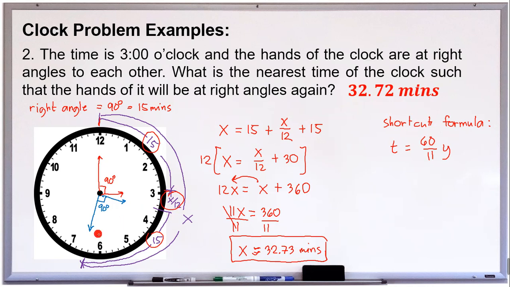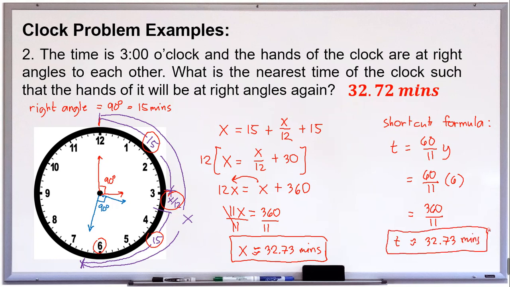So again, let's go back right here in our analog clock. The final position of our minute hand is between 6 and 7. So our y is the number that comes before the final position of our minute hand, and that is 6. So we're going to multiply 60 over 11 by 6. That would be 360 over 11, and that is roughly equal to 32.73 minutes. So the answer for our shortcut formula matches the answer of our long method.